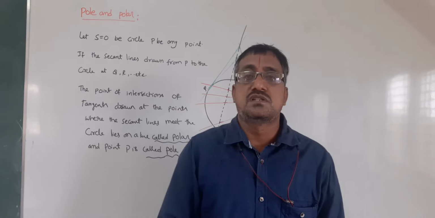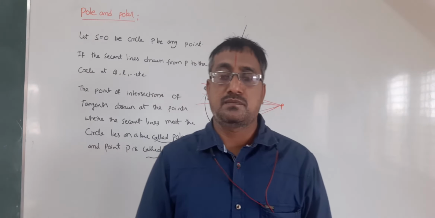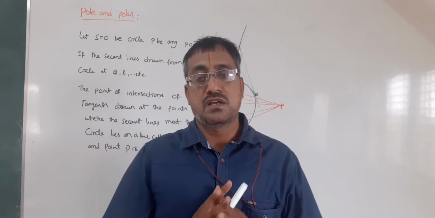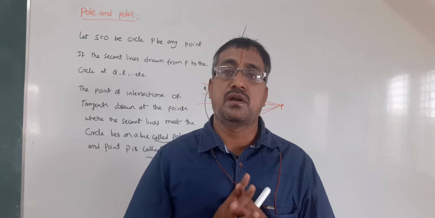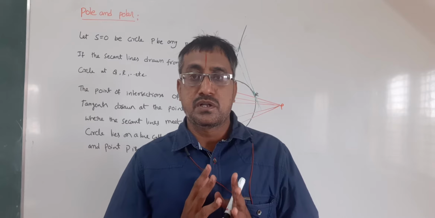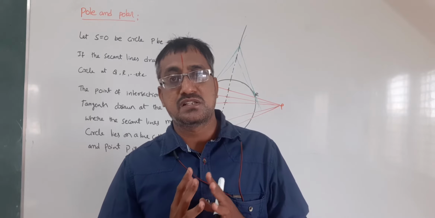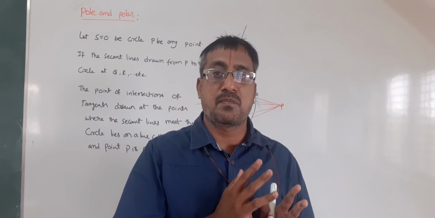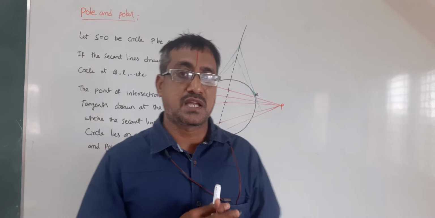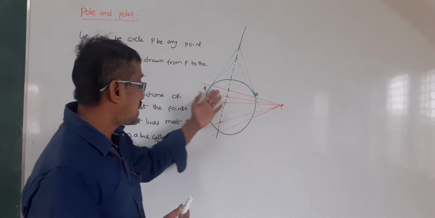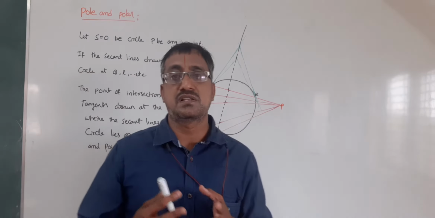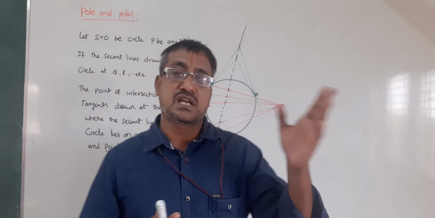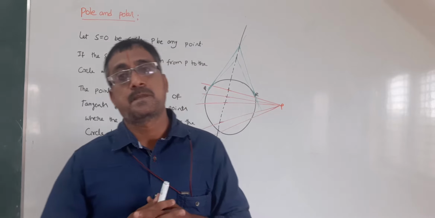The next concept is pole and polar. Now let S = 0 be a circle, and P be any point. We know that you can draw secants from an external point to the circle like this. You can draw secant lines to the circle. A secant means a line which cuts the circle at 2 points.